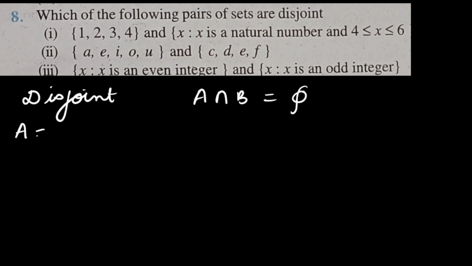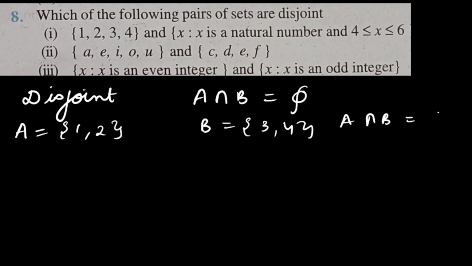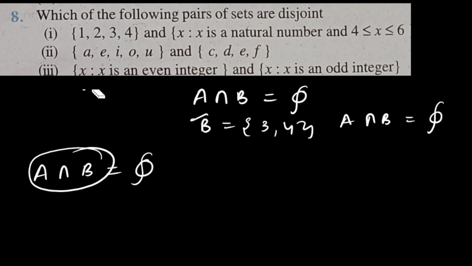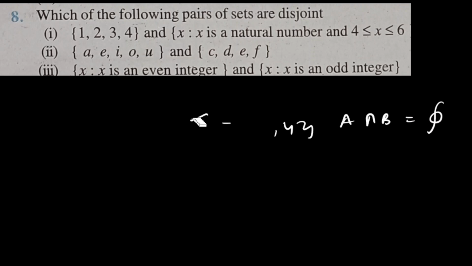For example, if A is {1, 2} and B is {3, 4}, and I have to find their intersection, A intersection B, its answer will be the empty set. So here I can say A and B are disjoint sets. In very easy words you can remember, when A intersection B is equal to the empty set, that means A and B are disjoint sets. So now let's do question number 8, which is based on this concept.